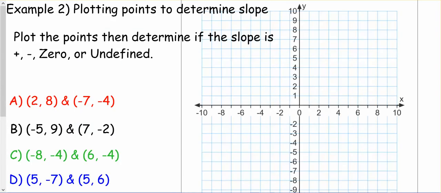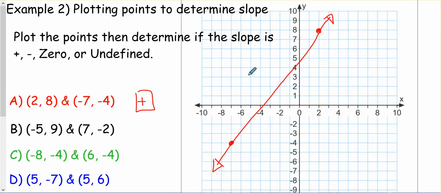Now plotting some points, and then we'll see if we can determine what the slope is. See if we can say if it's positive, negative, 0, or undefined. So let's plot A. We'll do that in red. 2, 8, right here, to negative 7, negative 4, right here. And we can see that we're rising. We're going up from left to right. And so what is that from left to right? This would be a positive slope.